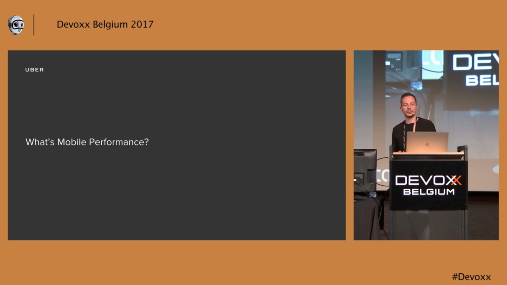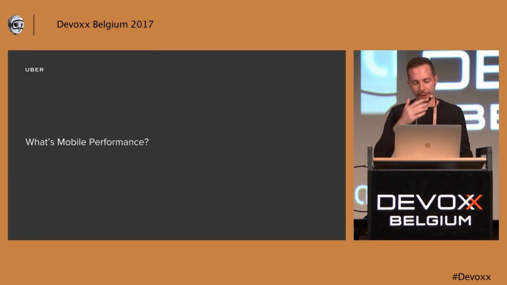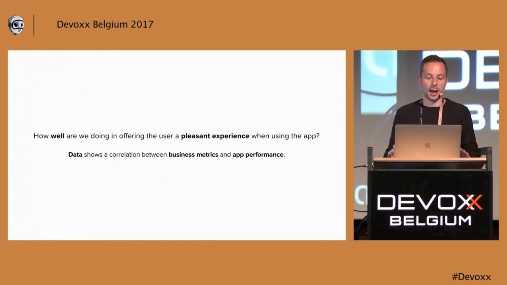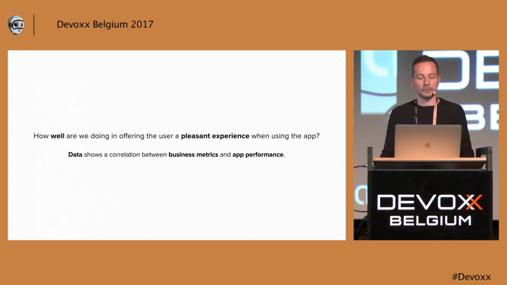I was looking at a lot of different definitions for this talk, and they're all very interesting, but I think that at the end, what we really want to ask is one simple question: how well are we doing in offering the user a pleasant user experience when using the app? If you look at the data, we can see that there is a strict correlation between business metrics and app performance. This is also a very intuitive step. It's very easy to see the user prefers to use an app that is smooth and not janky.